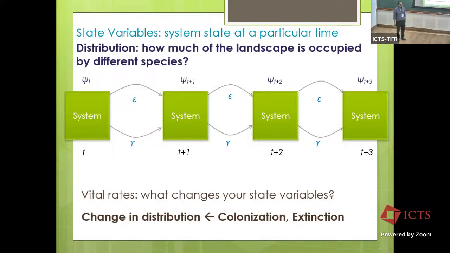Though you're talking about different things, richness versus distribution, it's the same processes which are actually driving those state variables. It's just that the state variables are different, and we're measuring them differently. One is a count of species, one is whether a particular species is present or not.